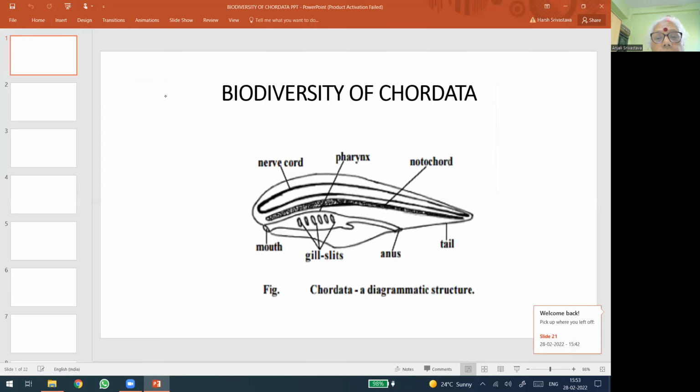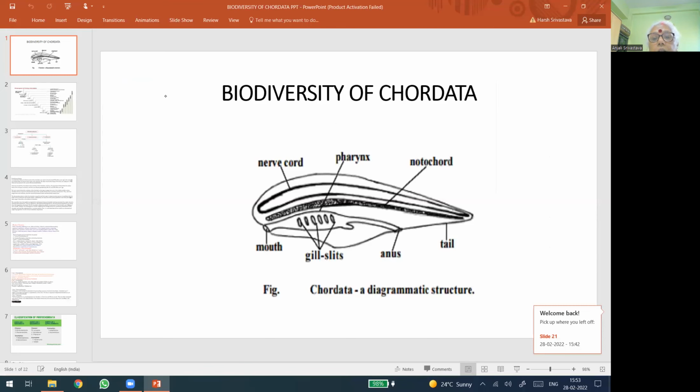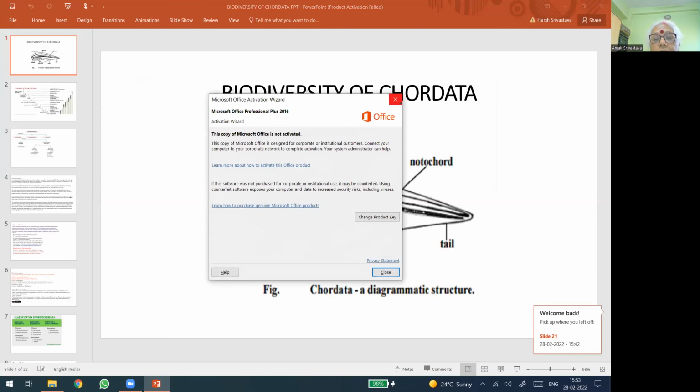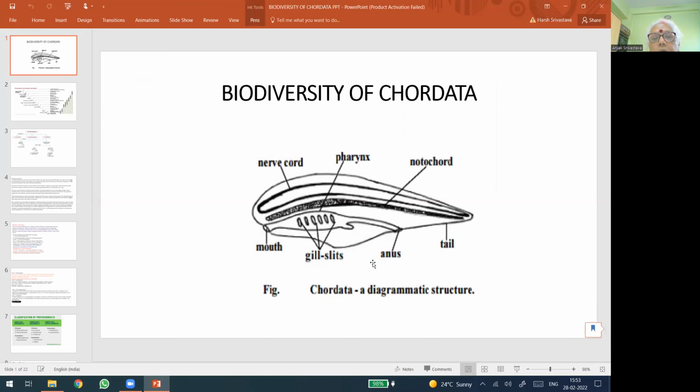Chordata. As we have already seen, this is the typical ancestral, you can say typical diagrammatic representation of ancestral Chordata, or it is roughly a diagram of cephalochordata, that is the representative of which is Amphioxus. The typical vertebrates, they have got these certain characters.